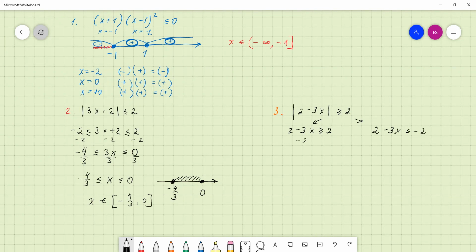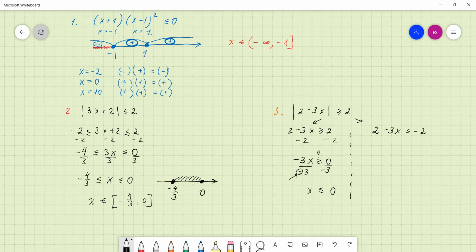So again, I'm going to subtract 2 from both sides and get negative 3x here. 2 and 2 cancel, right? And here it's going to be just 0, because 2 minus 2 is 0. Now I'm going to divide by negative 3. Here I'm going to have just x. 0 over negative 3 is still 0. What should I do with the sign of inequality? I'm going to change it to the opposite because of the minus. Okay. So I solved the first one.